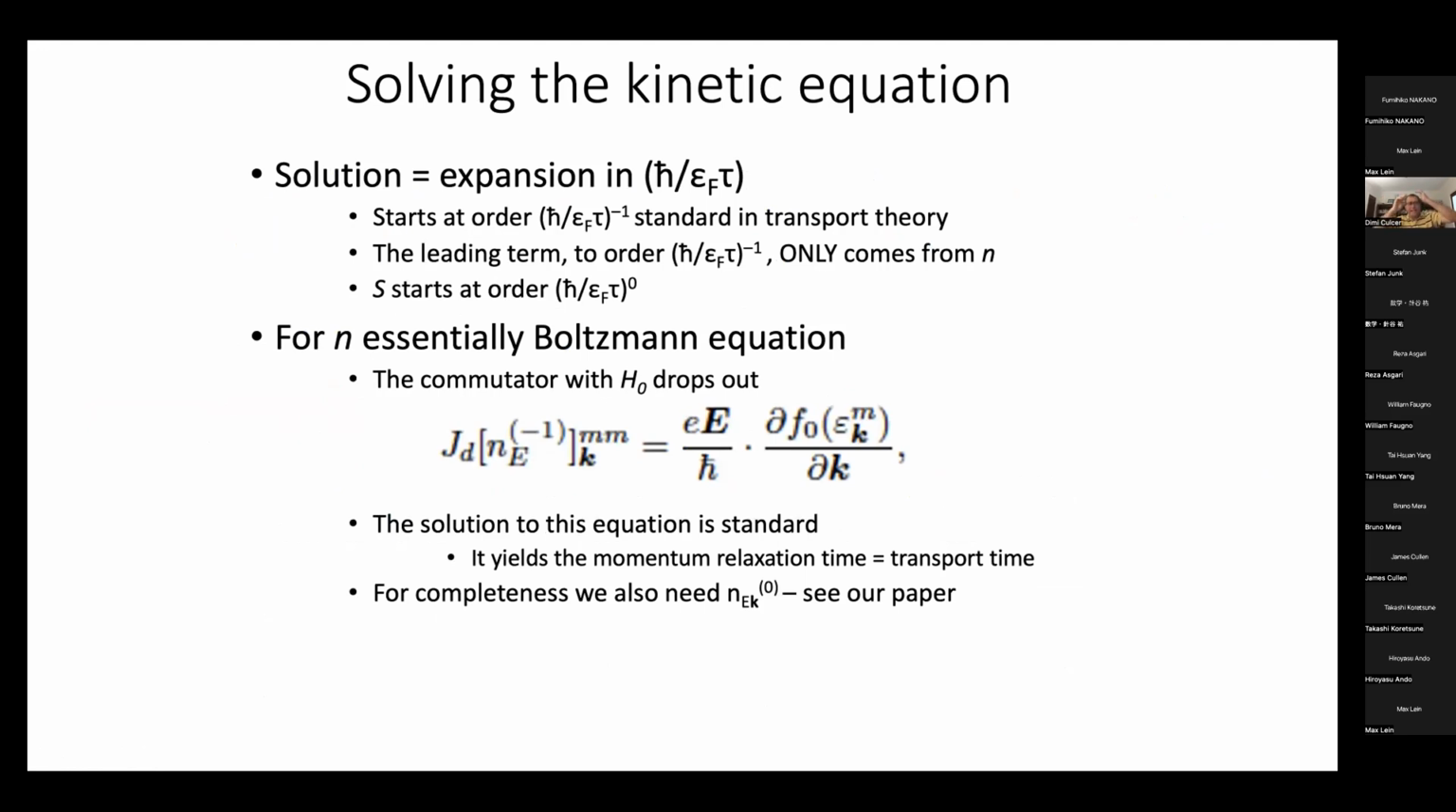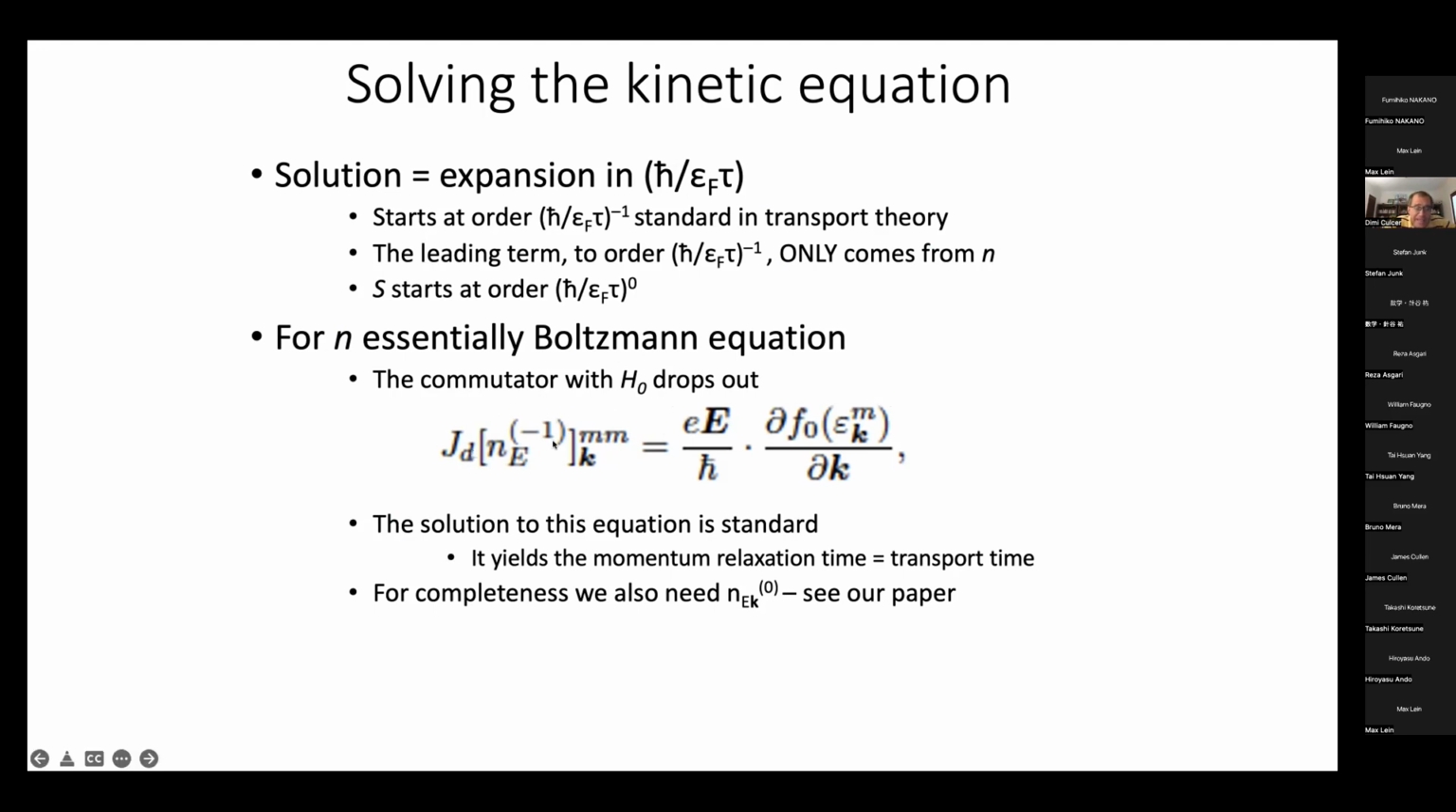So that just stays there, and I multiply something by it. All right, so for n, basically what I have to solve is the Boltzmann equation. There's a slightly different driving term because there was that JE there, but J is a correction. All right, so the commutator drops out, and I have to solve this J diagonal acting on NE, and that is equal to my standard driving term.